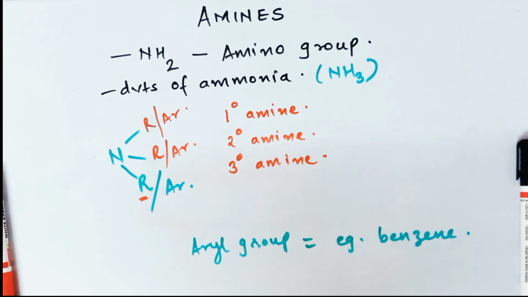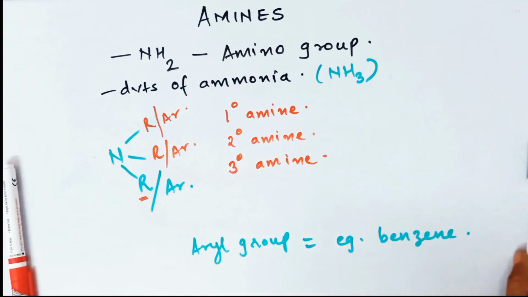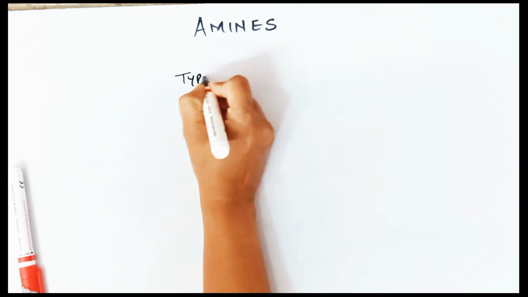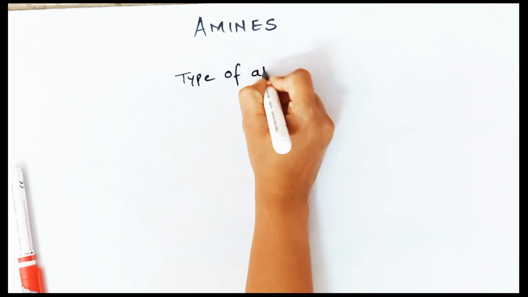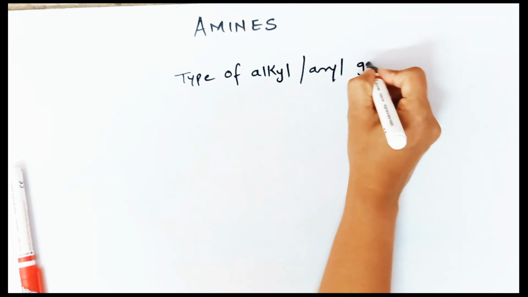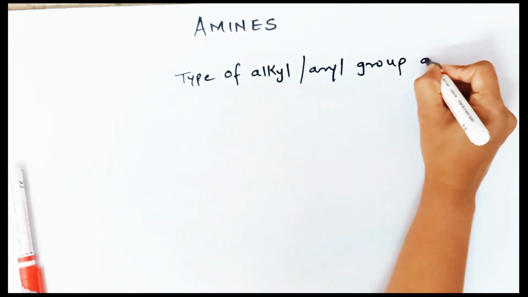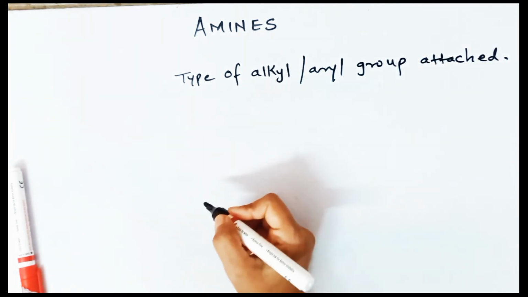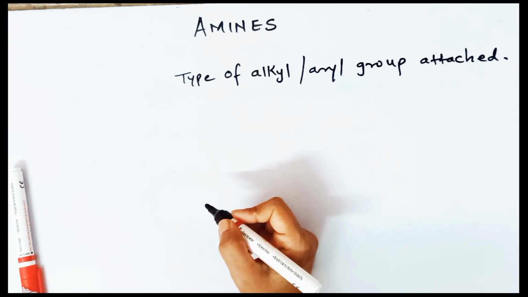Then we talk about the second classification of amines, that is simple amines and mixed amines. The second classification of amines is based upon the type of alkyl group attached. The type of alkyl or aryl group attached. Now this kind of classification is going to be applicable for tertiary amines.